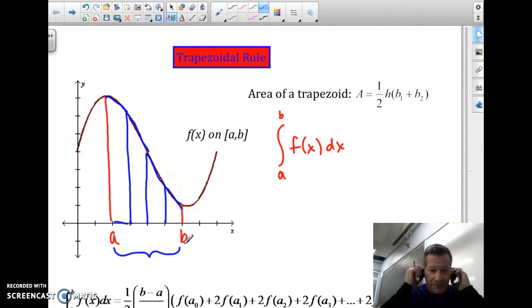Now, oopsie, grabbed my cord and pulled my headphones off there. That was embarrassing. Okay, so I've got these 4 trapezoids.